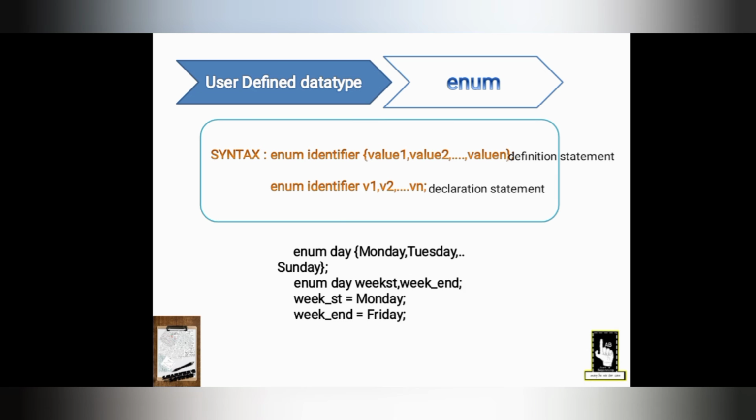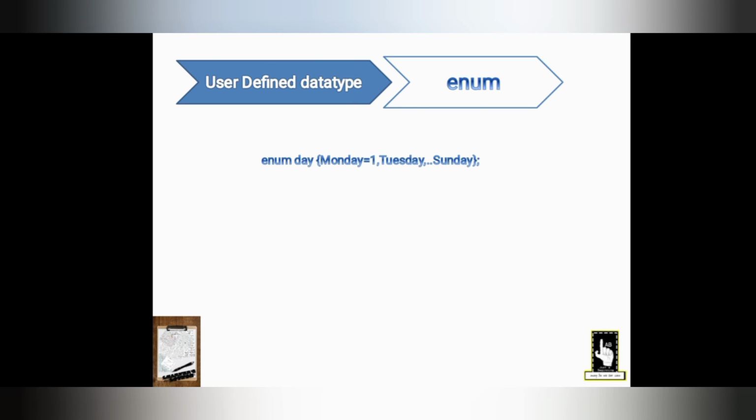An example of this implementation is shown here. Enum day, Monday, Tuesday, Wednesday, Thursday, Friday, Saturday, Sunday, and so on. Enum day weeks_st, weeks_end, where we can define weeks_st as Monday and weeks_end as Friday. The compiler assigns integer digits beginning with 0 to all the enumeration constants, that is Monday with 0, Tuesday with 1, and so on. Anyhow, we can override this by using enum day Monday is 1 and Tuesday and so on. Here the integer values will start from 1. And also we can combine the declaration and definition of enumeration as enum day, Monday, Tuesday till Sunday, and then we can put a comma and put week start and weekend.